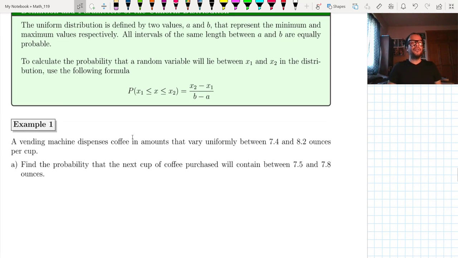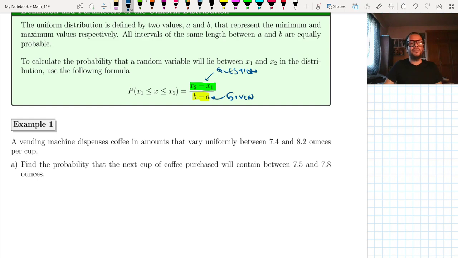Okay, so what are we going to do in this case? To calculate the probability that a random variable will lie between some x1 and x2 in the distribution, we use the given formula right here. In this case, B and A will be given, and x2 and x1 will be part of the question.